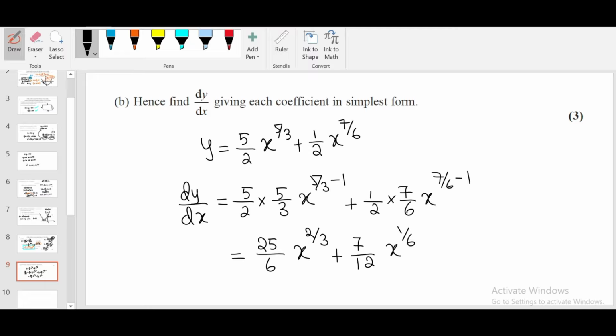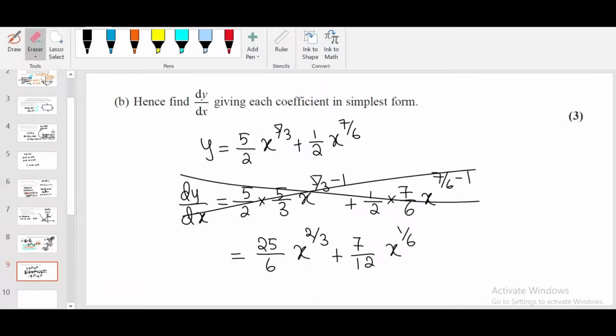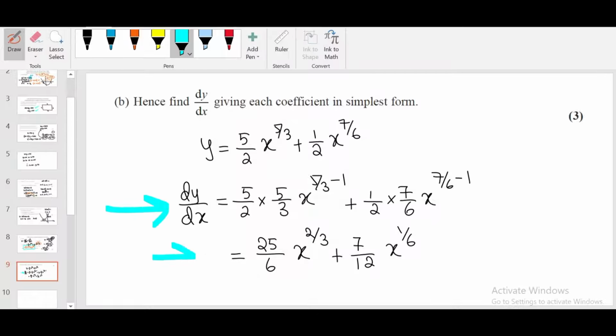So what I was saying, if you don't write this step, you will get 0 marks, even though your answer is correct, because there is no method here, there is no working here. So you need to write this step and then simplify and write the answer.